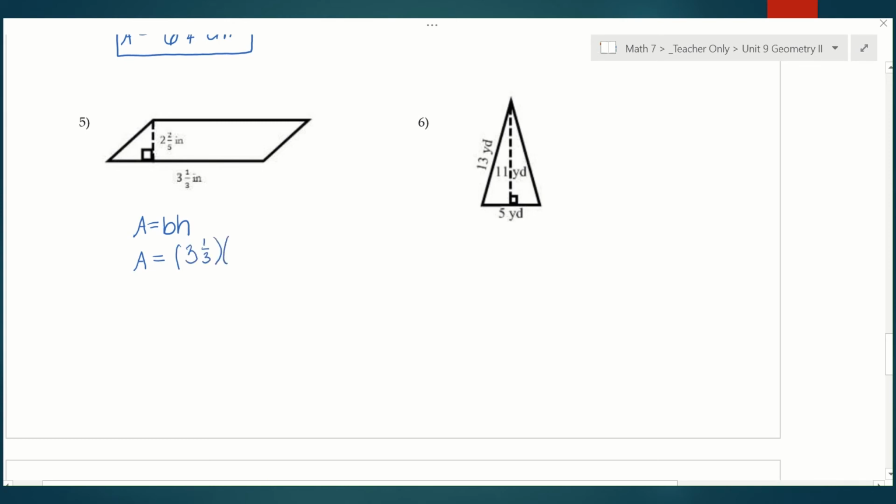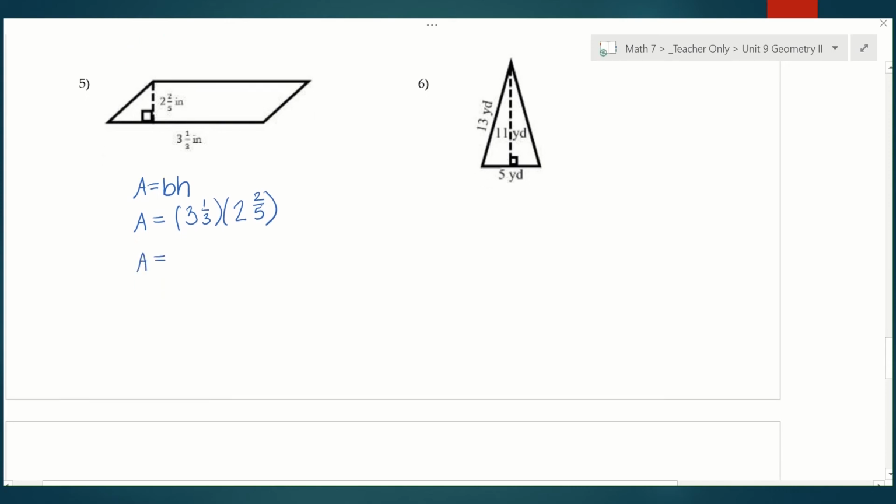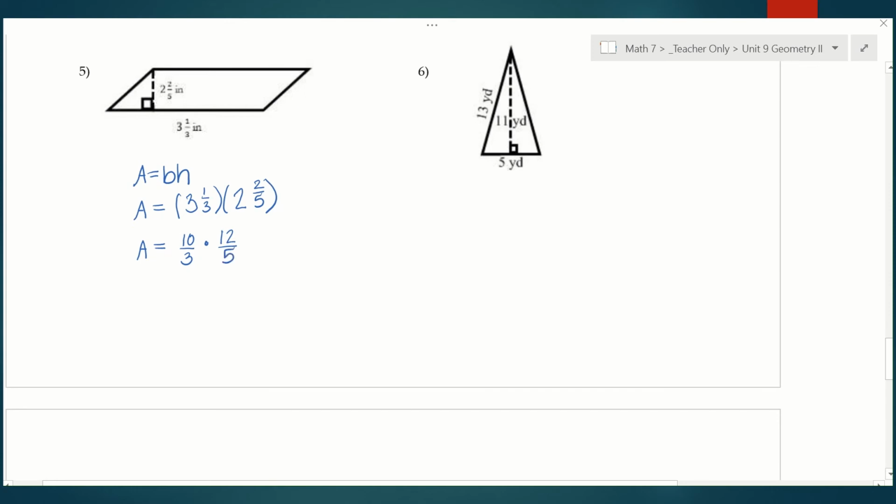So 3 1/3 times 2 2/5. All right, so I'm going to make these both into improper fractions again. So 3 times 3 is 9, plus 1 is 10/3, times 5 times 2 is 10, plus 2 is 12/5. And we can do some cross canceling here. So 3 and 12 I can divide by 3. 5 and 10 I can divide by 5. And so that gives me 8 inches squared.